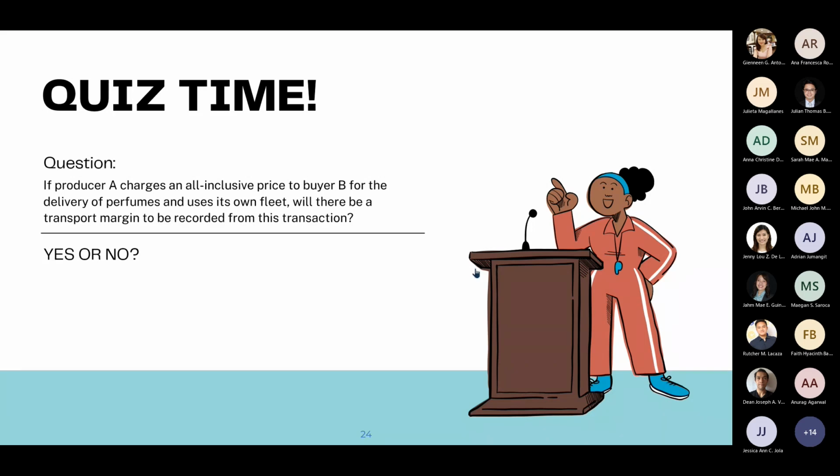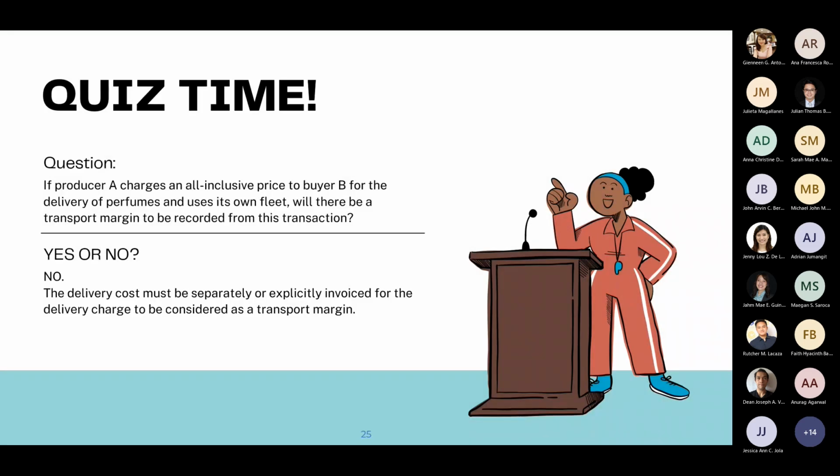Okay. Thank you for answering. I think Julian was the first to get the answer after my go signal. Sorry, Jessica. Okay, the answer here is no. The delivery cost must be separately or explicitly invoiced for the delivery charge to be considered as a transport margin.